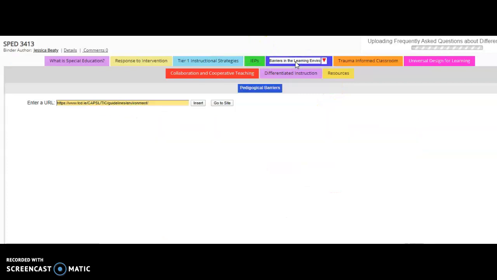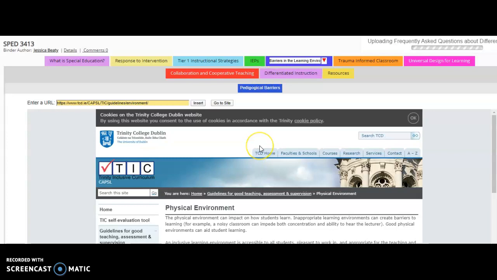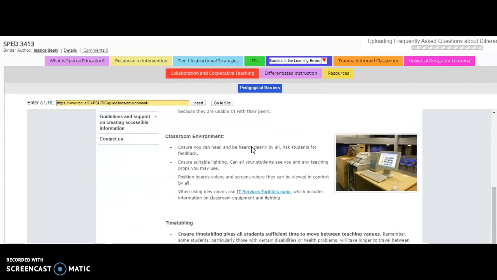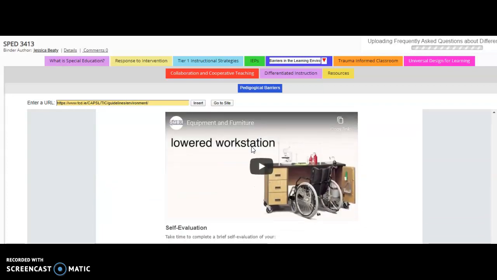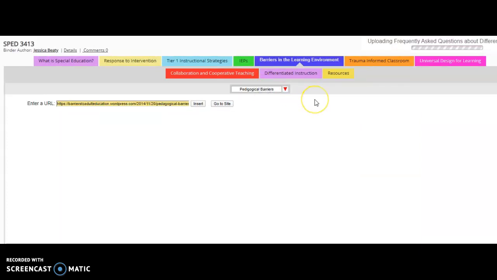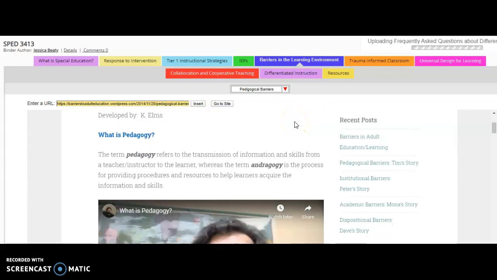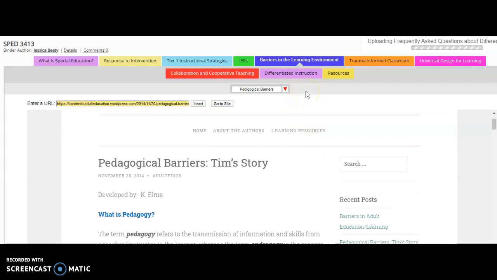And then I have barriers. This one is physical environment, like how to change your physical environment for your students in your classroom and them having accessibility. And then I also have pedagogical barriers on how I can change up my teaching and whatnot. And then the third barrier is emotional, but I could not get a YouTube video that I liked, or even an article to upload for some reason. I don't know if it was my internet or what.